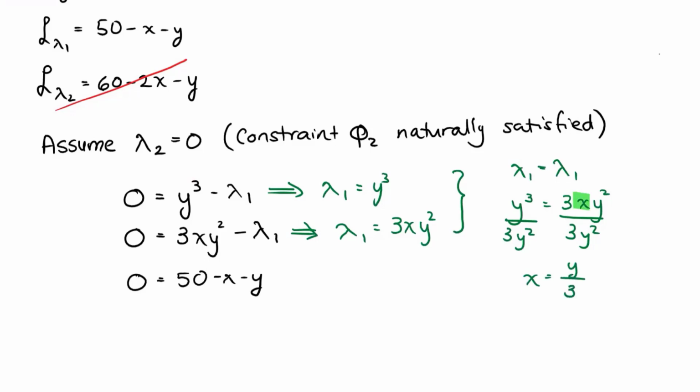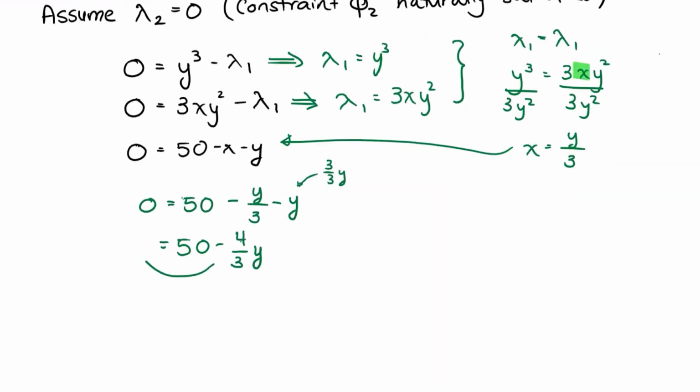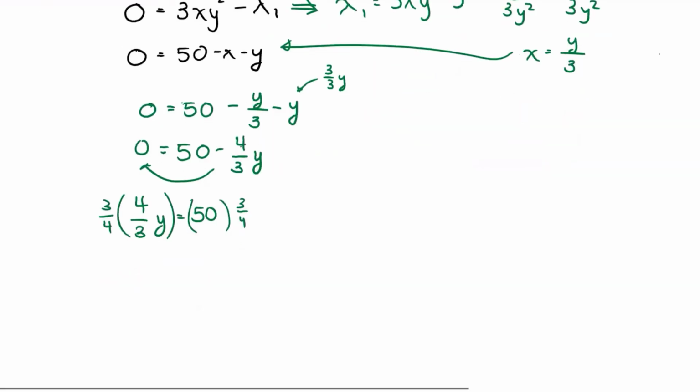Now I'm going to substitute this into my third equation. So I get 0 equals 50 minus my x value of y over 3, minus y. This gives me 50 minus 4/3 y. Remember that y is 3 over 3 y. Then moving my 4/3 y over to the other side of the equation, I get 4/3 y is equal to 50. Multiply both sides by the reciprocal, and I get y is equal to 37.5.